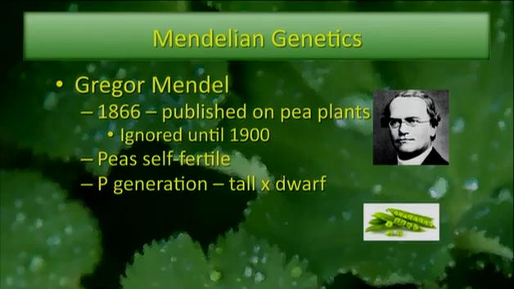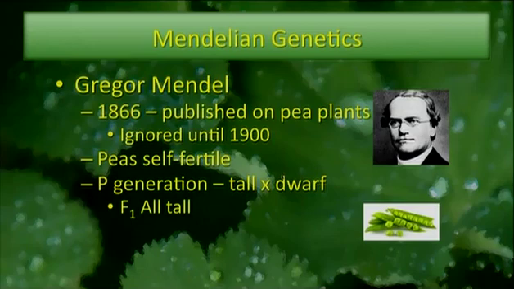So what would happen if he crossed a tall and a dwarf? Would the offspring be intermediate in size? What do you think? Think about it for a minute. The F1, or the first filial generation, filial meaning son or daughter, were all tall. And he didn't stop there. The tall dominated over the dwarf. So the F1 was all tall.